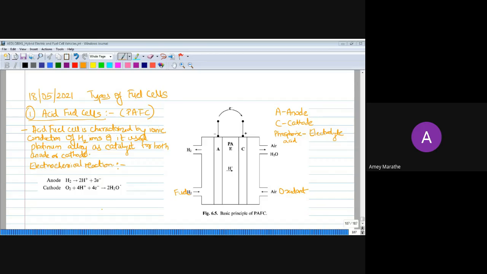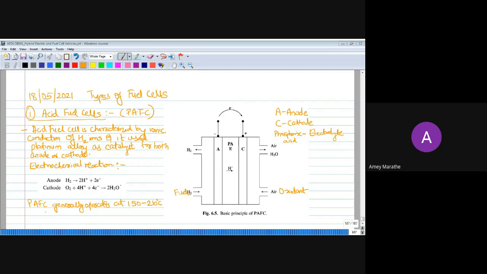I'm not writing all this, but you just remember these things, and hence I can tell you that the phosphoric acid fuel cell generally operates at 150 to 210 C, and at atmospheric or slightly higher pressures, and they offer a power density of 0.2 to 0.25 watt per centimeter square.